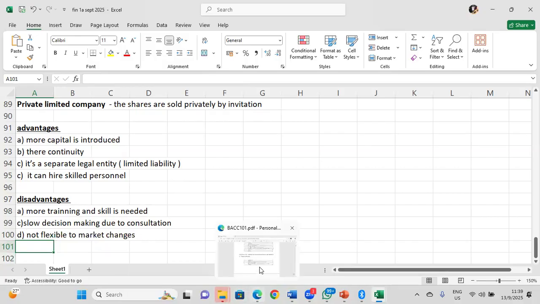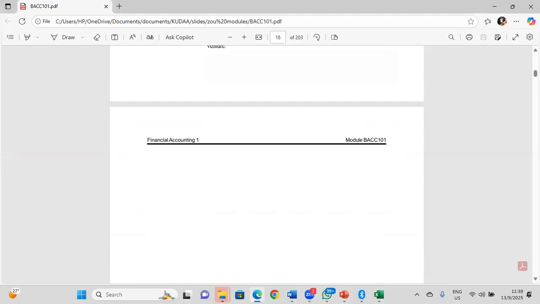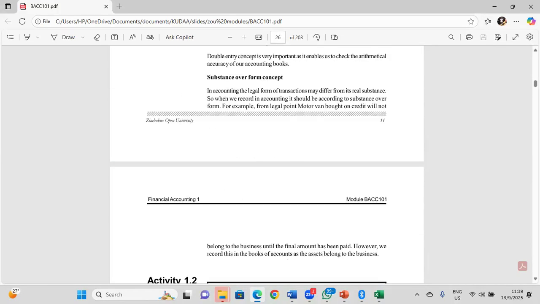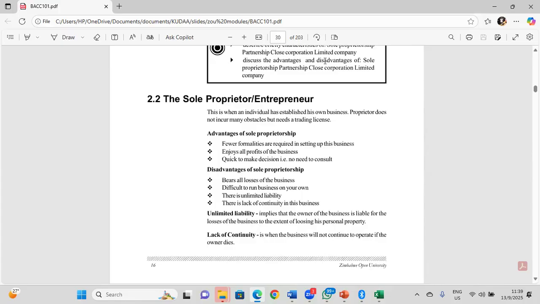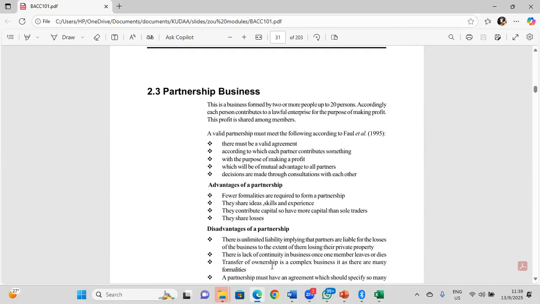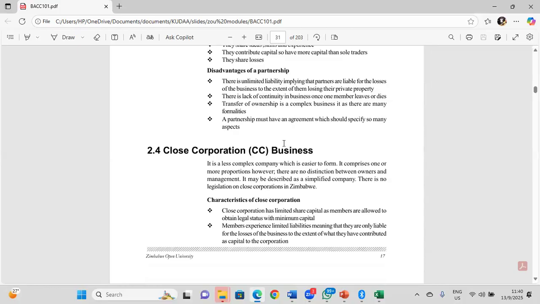So going back to what we have to cover, let's check what the module talked about. We have talked about the sole proprietor, that's the sole trader, advantages and disadvantages. We have talked about unlimited liability and lack of continuity. Partnership, we have talked about the advantages and disadvantages of the partnership. We have talked about what the agreement talks about. Next we'll talk about the close corporation.